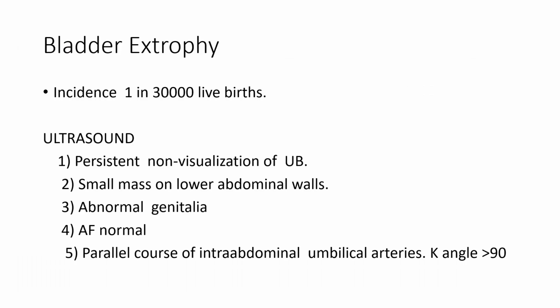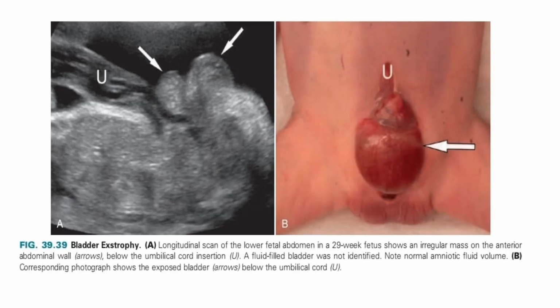Bladder exstrophy has an incidence of 1 in 30,000 live births. On ultrasound, there will be persistent non-visualization of the urinary bladder, a small mass on the lower abdominal wall, and abnormal genitalia. Amniotic fluid will usually be normal. There will be a parallel course of the intra-abdominal umbilical arteries, that is the K angle. The K angle is the angle between the abdominal aorta and the umbilical arteries. It's usually less than 90 degrees, that's an acute angle. In bladder exstrophy, it will be 90 degrees or more.